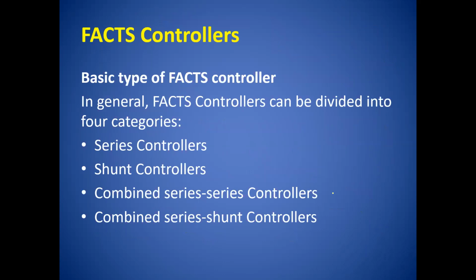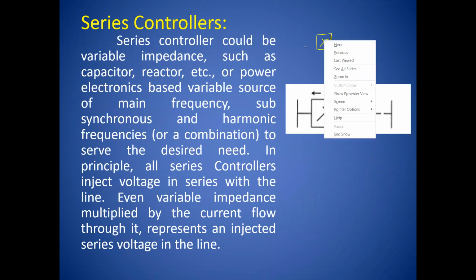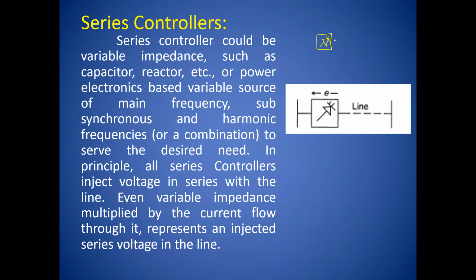Okay, so what are the different controllers? The different controllers are the series controller, shunt controller, combined series-series controller, and combined series-shunt controller. Now we'll see one by one the different types of controllers and their objectives. First is the series controller. This is the symbol of FACT devices, and it can be used either as a shunt in parallel or in series. So it becomes a series controller or a shunt controller.